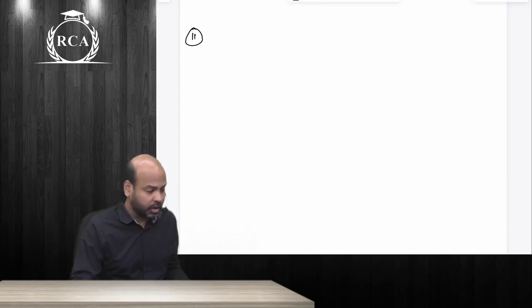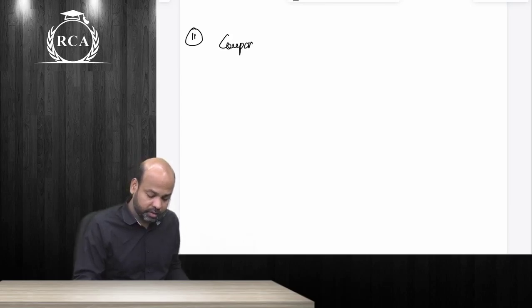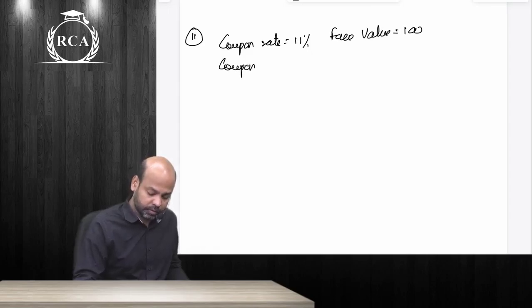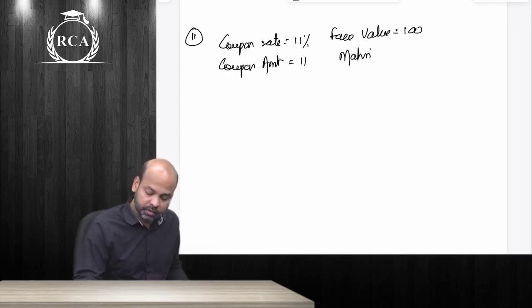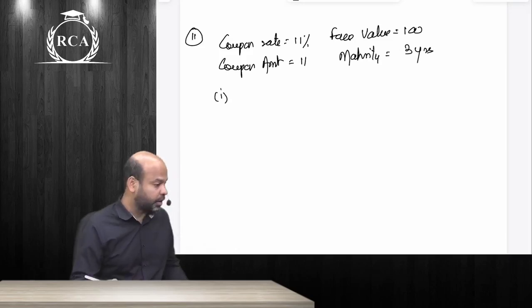Yes, but are we all done? What is the coupon rate, guys? Coupon rate is 11%. Face value is 100 rupees. Your coupon amount, beta, will be 11 rupees. Maturity period, beta, is 3 years. Using this, you're going to get the present value of the bond, guys.